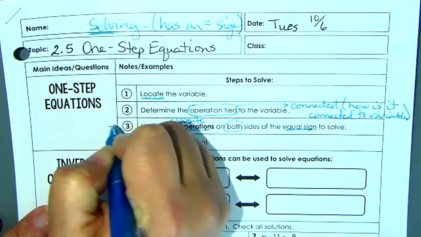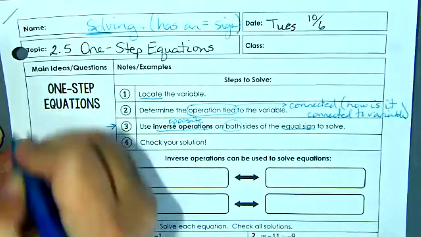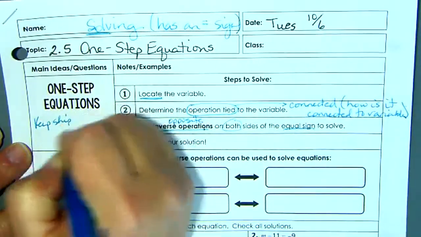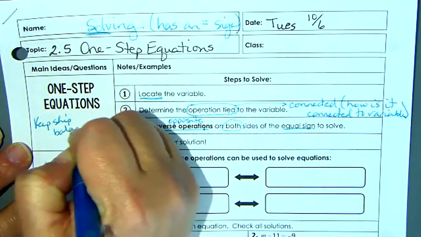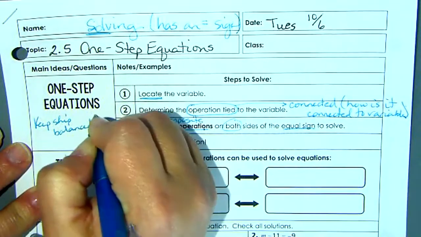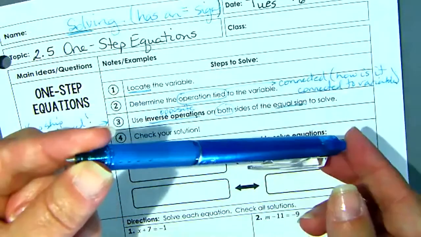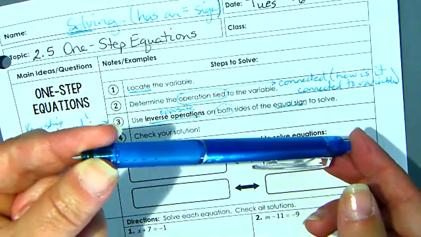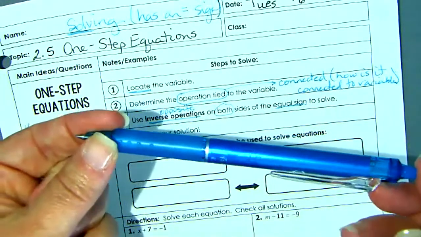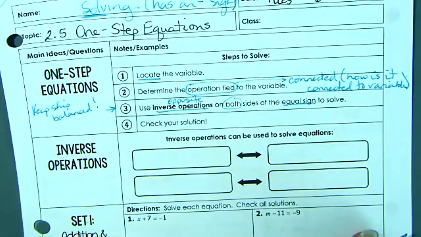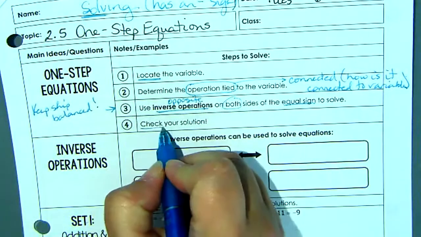I refer to that as keep the ship balanced. Because if you put a bunch of weight on one side, the ship is going to teeter. It's going to angle, which means it's going to sink. If you keep it balanced, it's not going to sink. All right. And then you check your solution.